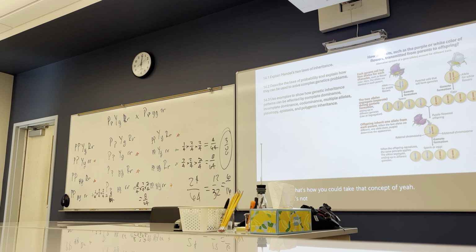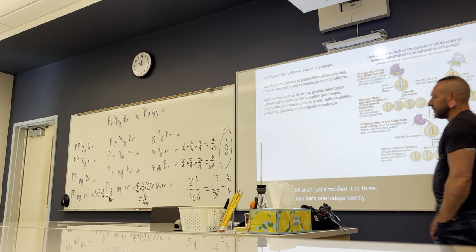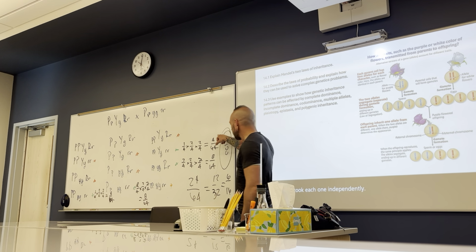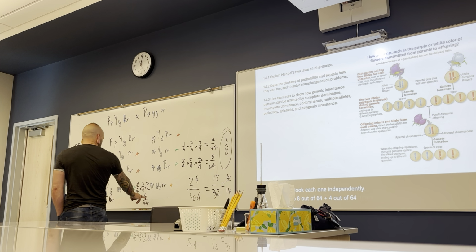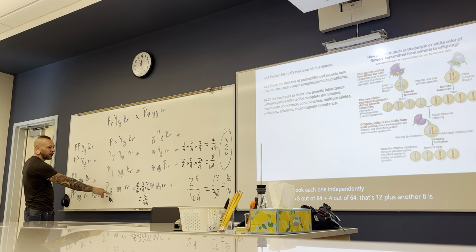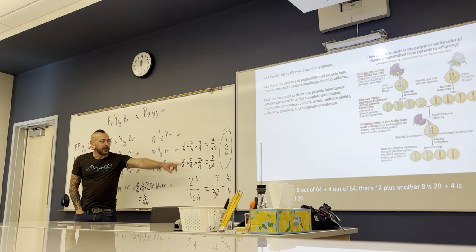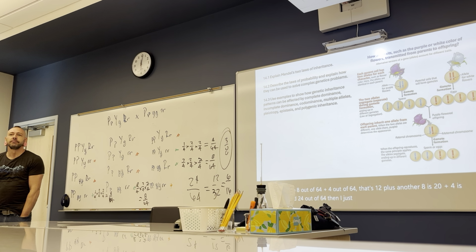Well, it was 24 over 64, and I just simplified it to 3/8. So I took each one independently. 8 out of 64 plus 4 out of 64, that's 12. Plus another 8 is 20, plus 4 is 24, so I had 24 out of 64, and then I just simplified it to 3/8.